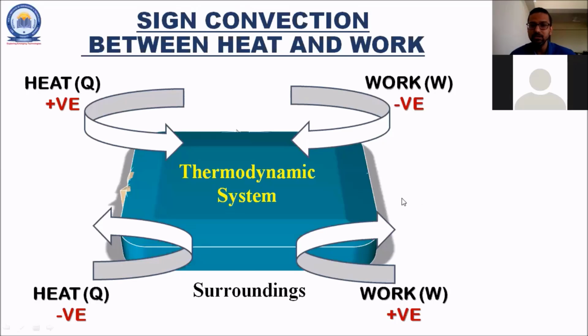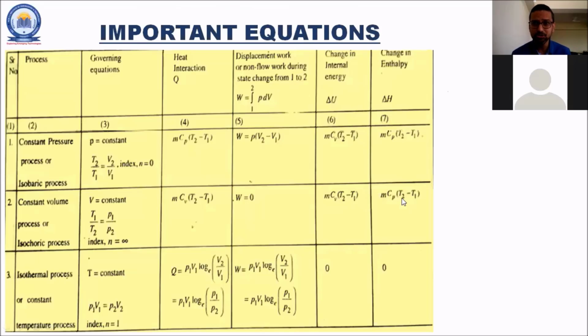Okay, thank you all. So moving further, these are the most important equations for the different non-flow processes, and dear friends, no need to write these equations because this is the same image which is given in your textbook. So in the textbook, this particular chart you need to remember for the different non-flow processes. The constant pressure process, also known as isobaric, the governing relations are given. Then Q, then W is equal to P(V2 minus V1), and the standard relations for delta U and delta H.